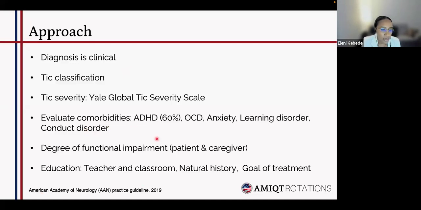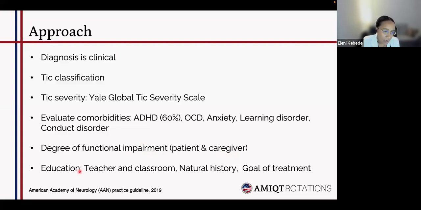And we also have to see the associated comorbidities. ADHD is said to happen with Tourette's about 60% of the time, along with OCD, anxiety, learning disorder, and conduct disorder. Evaluating this will change the management, so it's very crucial. The degree of functional impairment also should be assessed. This should be assessed in the eyes of the patient and also in the eyes of the caregiver, because functional impairment could be affecting the caregiver only, and it will change our management as well. And educating: age-appropriate education for the patient and for the caregiver.